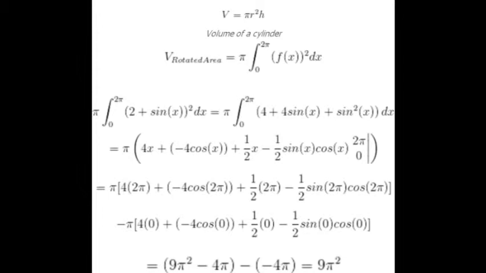Notice it is based on the same expression we used earlier, pi r squared h. In this case, we substitute f of x for r, much like we solved for r in terms of h in the previous example. Continue through the math, and the answer reduces to 9 pi squared.